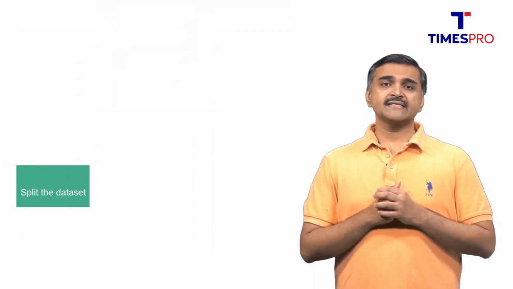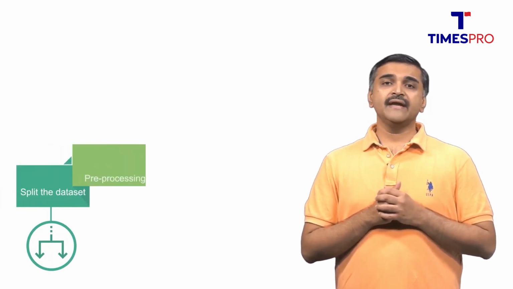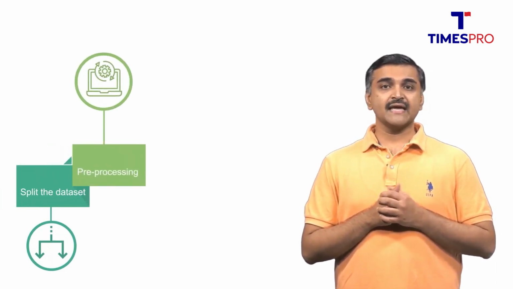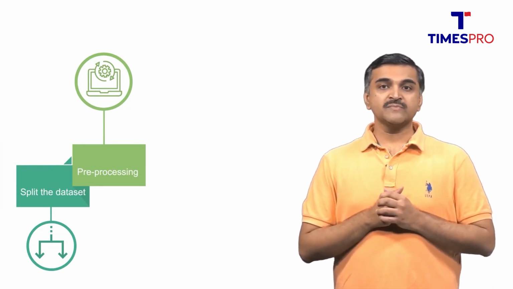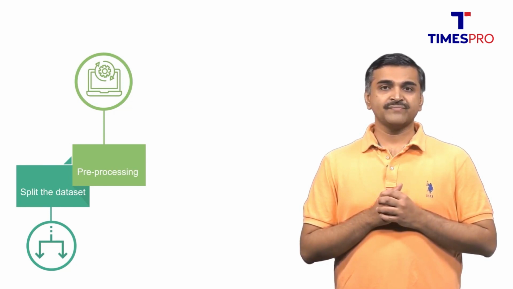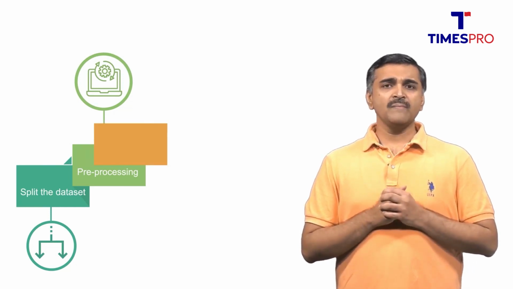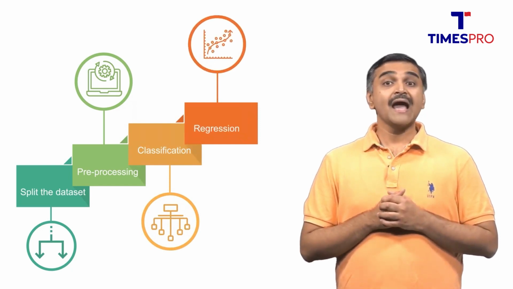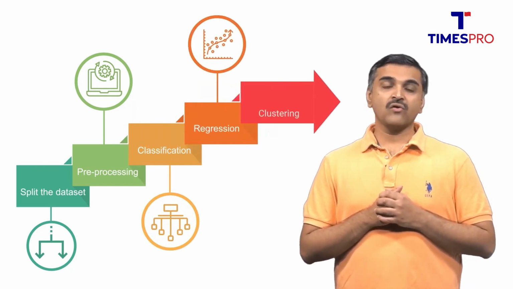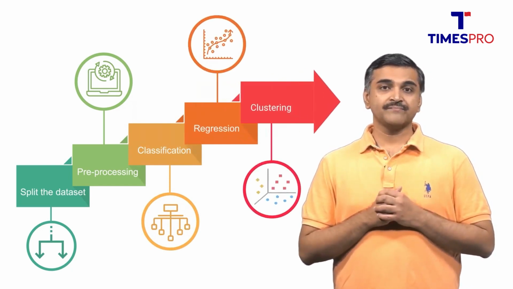Now, let's take a look at the different functionalities in Scikit Learn. Scikit Learn is used to split the dataset into training and test sets, perform some data preprocessing like standardizing or normalizing features, encoding categorical columns, and extracting features. It's used for model building for classification and regression algorithms, and it can as well be used for clustering algorithms.